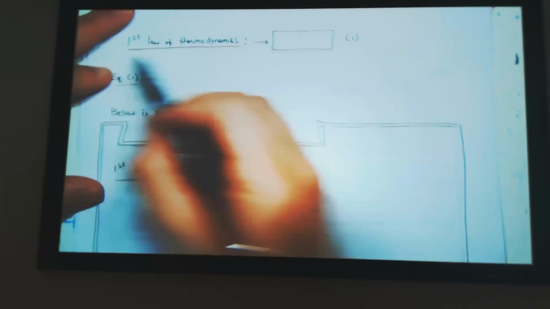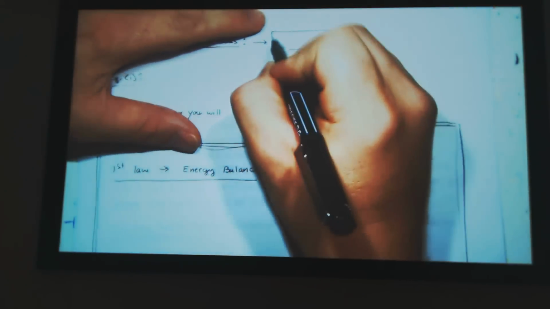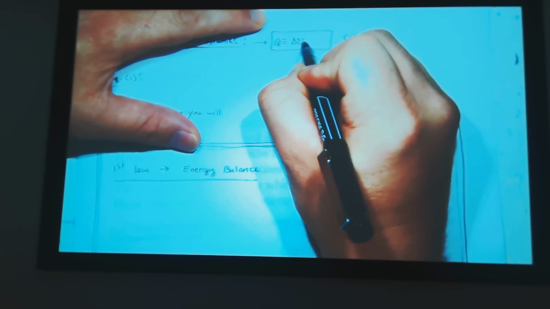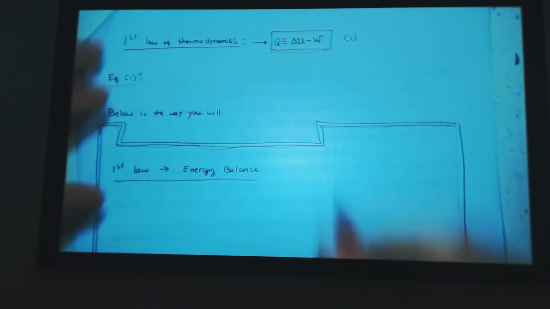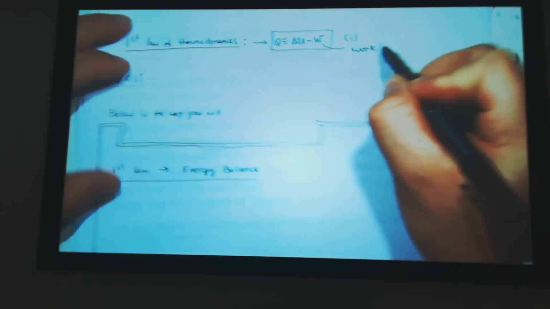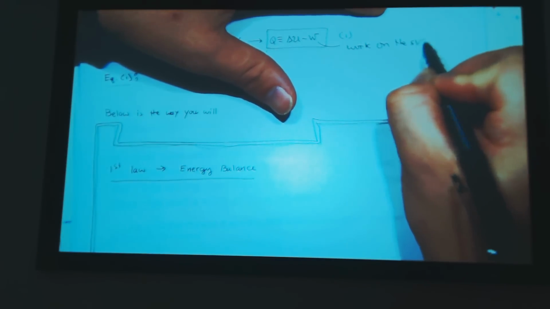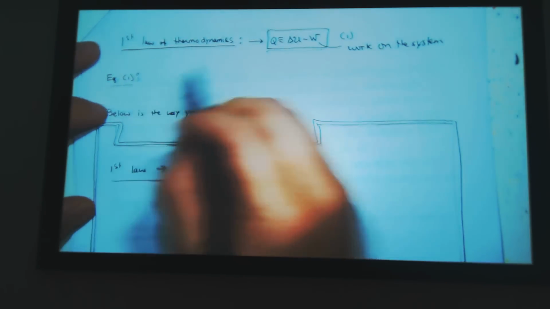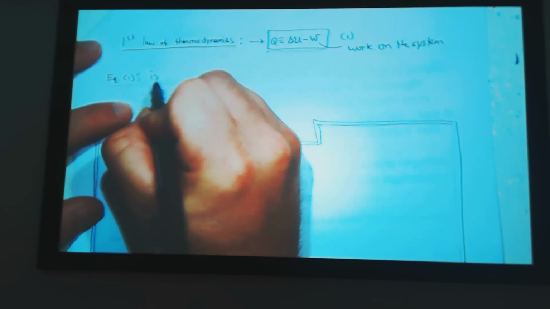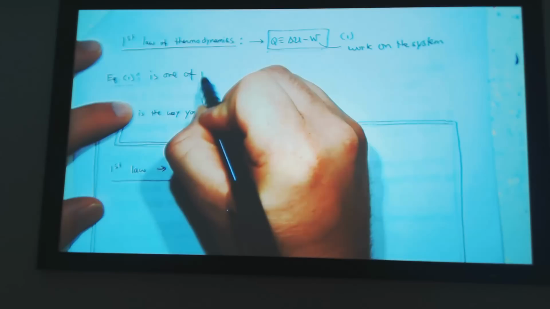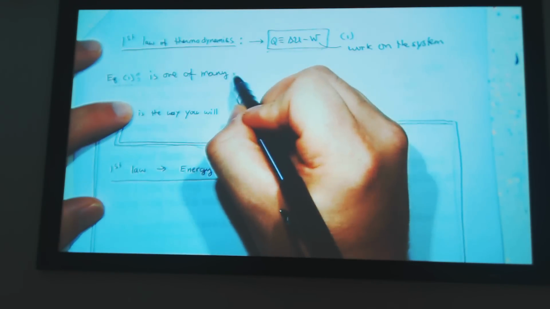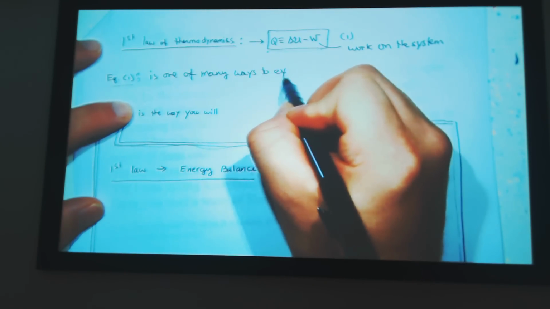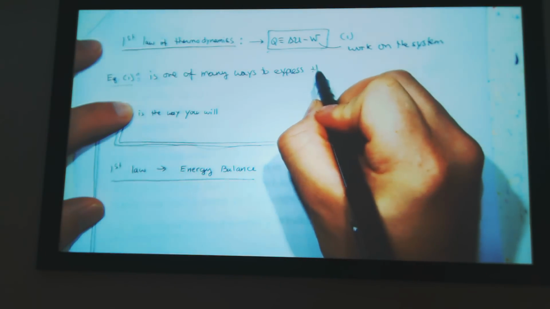Okay, so related to the first law of thermodynamics, what was the equation? Q is defined by delta U minus W. And this W represents work on the system. Not by the system, on the system. We'll get to reasons for that later on. So this equation, equation 1, is one of many ways to express the first law.